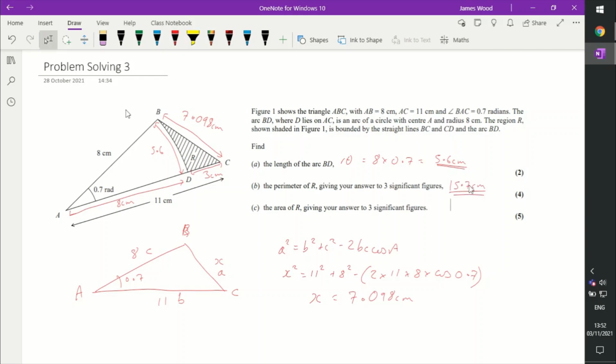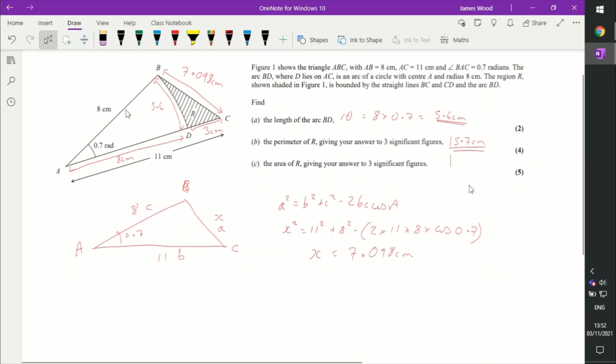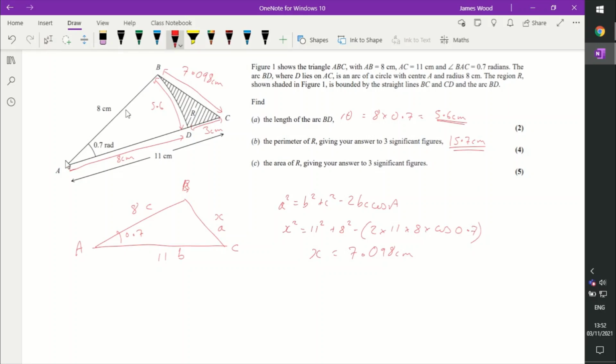For the last part, we've just got to find the area of R now. So that's the area of that shaded region. Now to do this, our strategy is going to be to find the area of the triangle ABC, and then we're going to subtract the area of the sector. So then we're just left with that shaded bit. Okay, so we're finding the area of this shape here, and then we're going to get rid of this bit here. Okay, so let's find the area of the triangle ABC first of all.